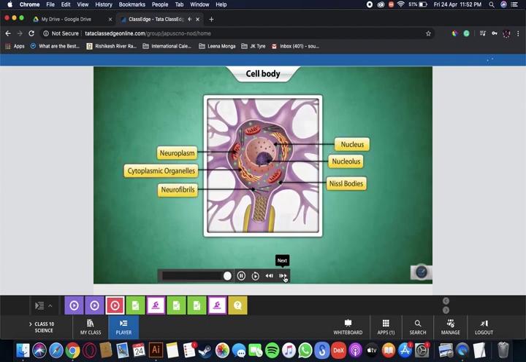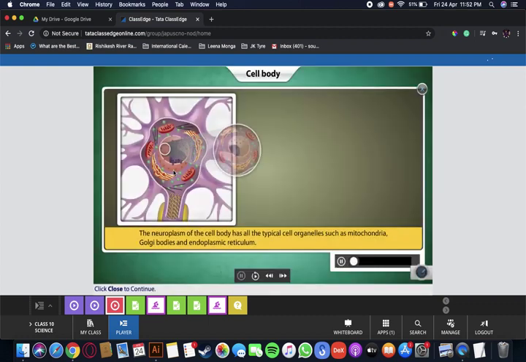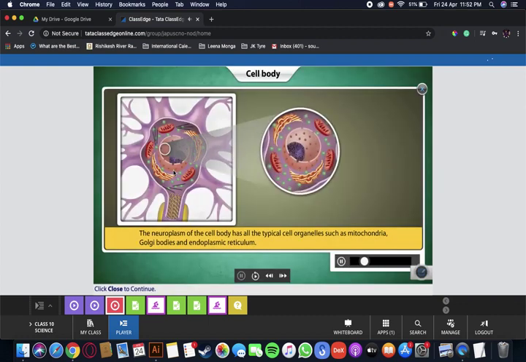Click each part to know about it. Now here, try to know more about it. The neuroplasm of the cell body has all the typical cell organelles such as mitochondria, Golgi bodies, and endoplasmic reticulum.